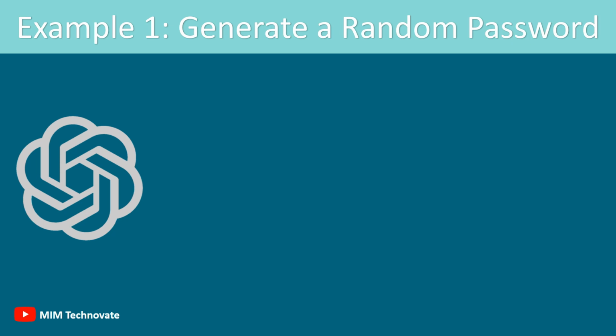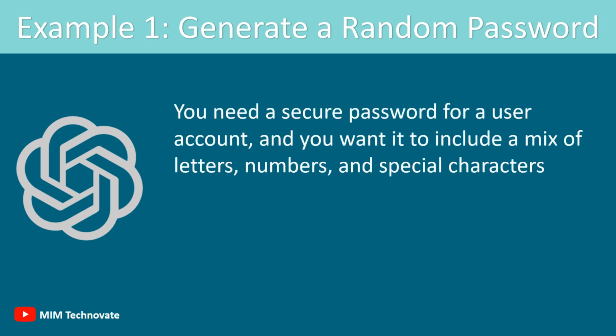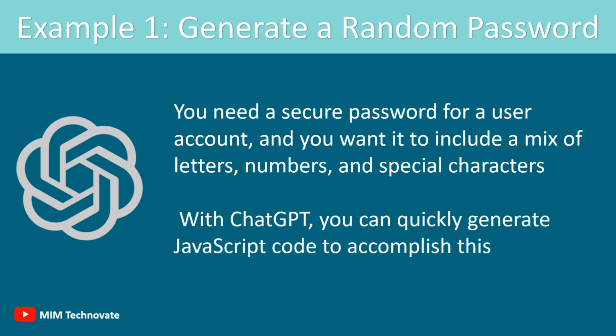Example number 1. Generate a random password. Let's start with a common task, generating a random password. You need a secure password for a user account, and you want it to include a mix of letters, numbers, and special characters. With ChatGPT, you can quickly generate JavaScript code to accomplish this.